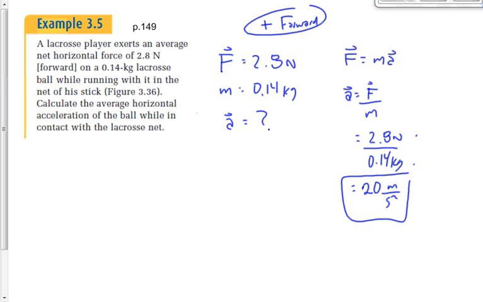We got a positive value. We define positive as forward. That means the acceleration is 20 meters per second squared forward. It should be, right? We learned in Newton's second law that the acceleration is proportional to the net force, but also in the same direction. If the force is forward, the acceleration needs to be forward. Good.